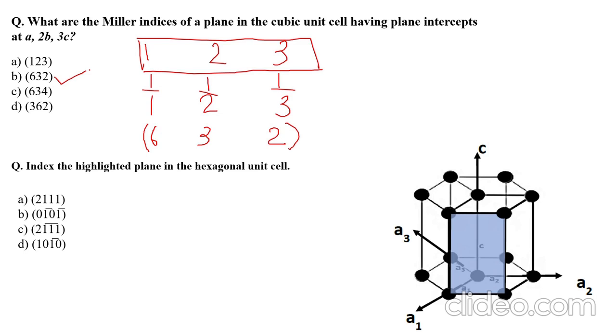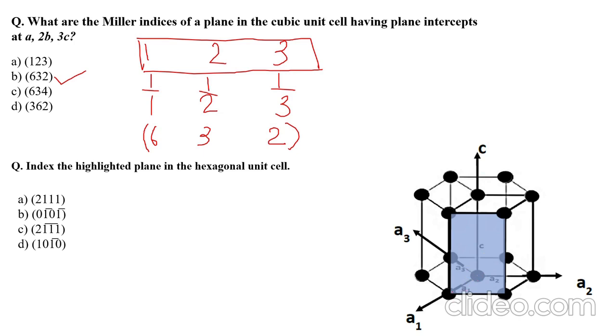Yes. Okay, so I want you to do the next question, which says: index the highlighted plane in the hexagonal unit cell. So you have to index the plane which is highlighted. The highlighted plane is the front plane of this hexagonal unit cell. So you have to identify the plane. You know that in a hexagonal unit cell you always have three axes, which are at 120 degrees to one another. So you have A1, A2, A3, and the fourth axis is perpendicular to that. So first we will see the intercepts in all of these four directions, right?